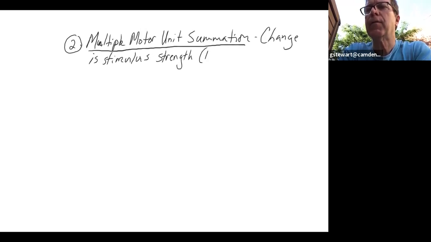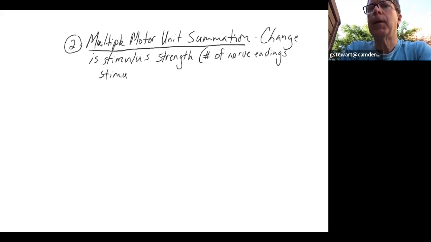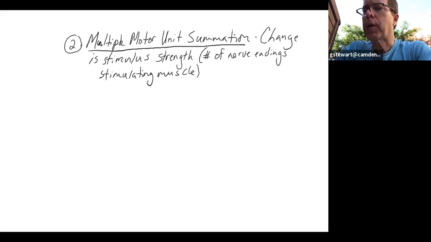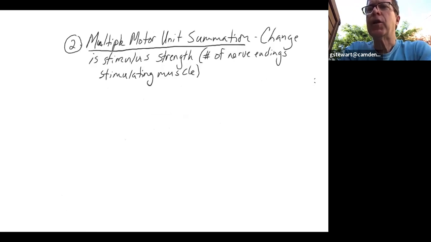So I'm going to put in parentheses, think of this as number of nerve endings stimulating the muscle. So the first one, I'm going to go back really quickly. This one was about time, changing the rate of stimulus. The one that I'm talking about now, the second way, is about changing the number of nerve endings. So it's not a function of time.